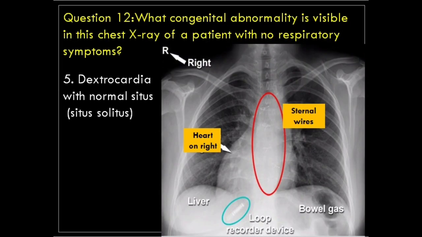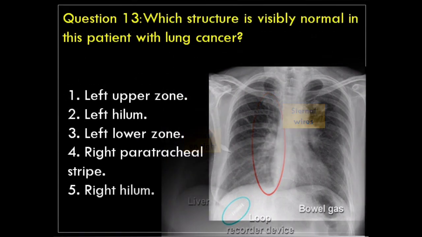The correct answer is dextrocardia with normal situs, situs solitus. The heart is on the right indicating dextrocardia. The liver and the stomach/colon bubble are in their normal positions indicating situs solitus, normal location of the abdominal viscera. If the liver had been on the left and the stomach bubble on the right, this would indicate situs inversus. The lack of respiratory symptoms makes bronchiectasis related to Kartagener syndrome unlikely.